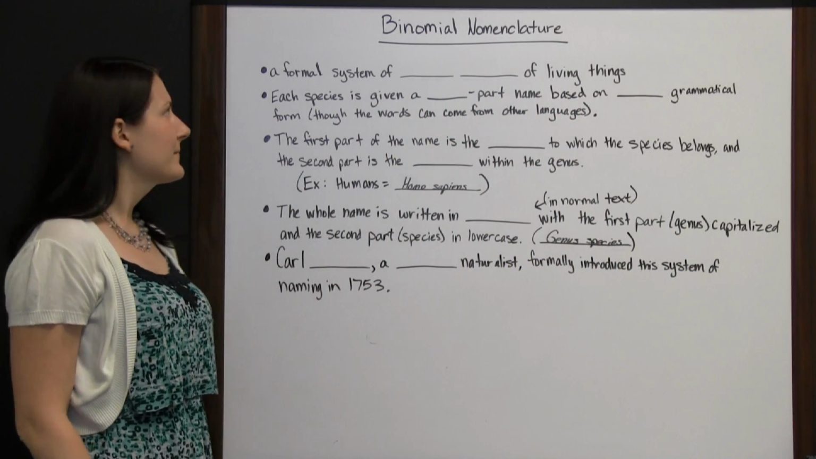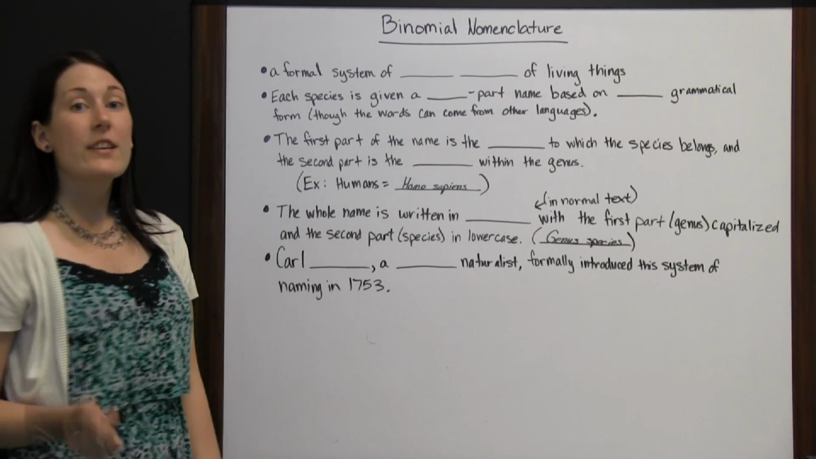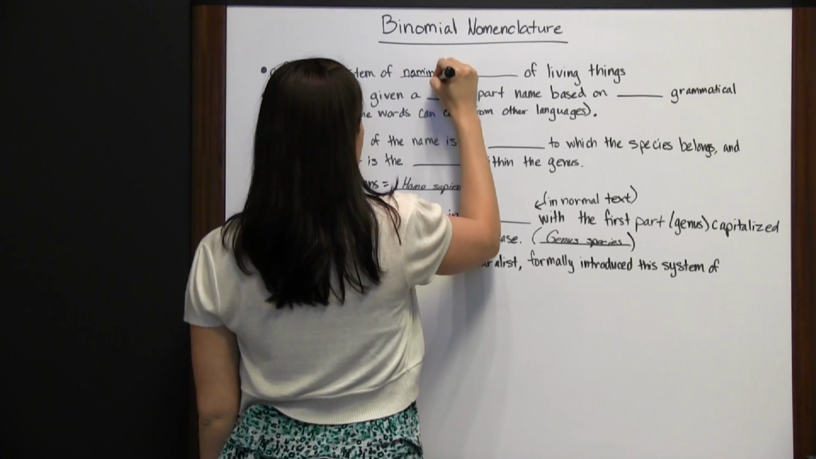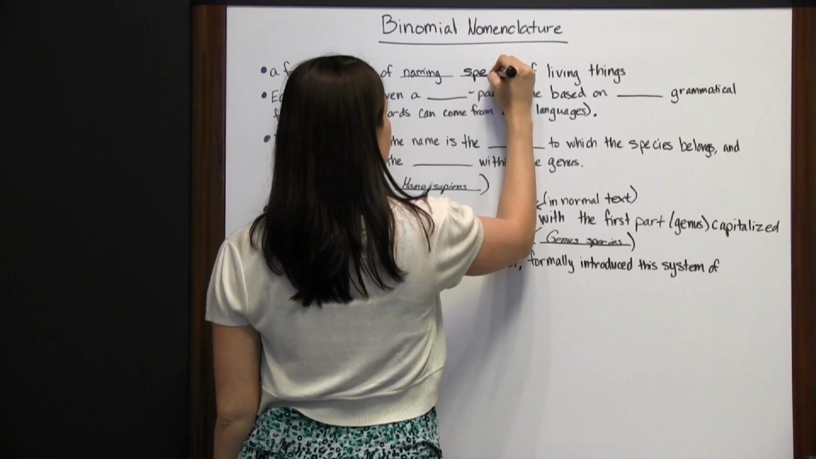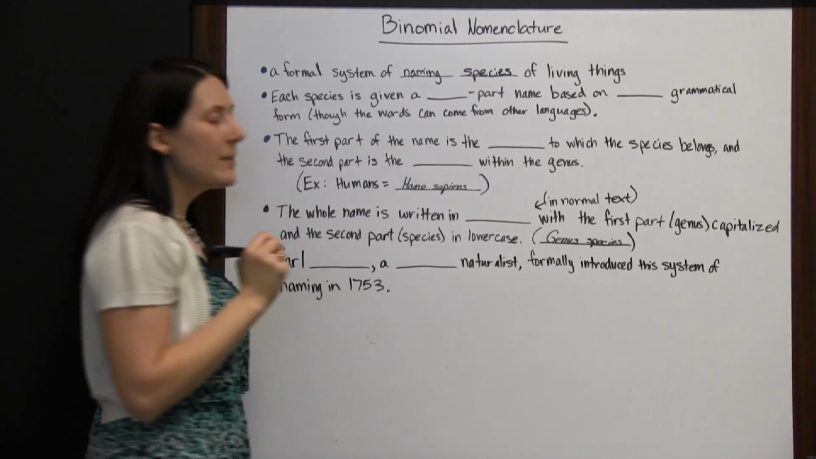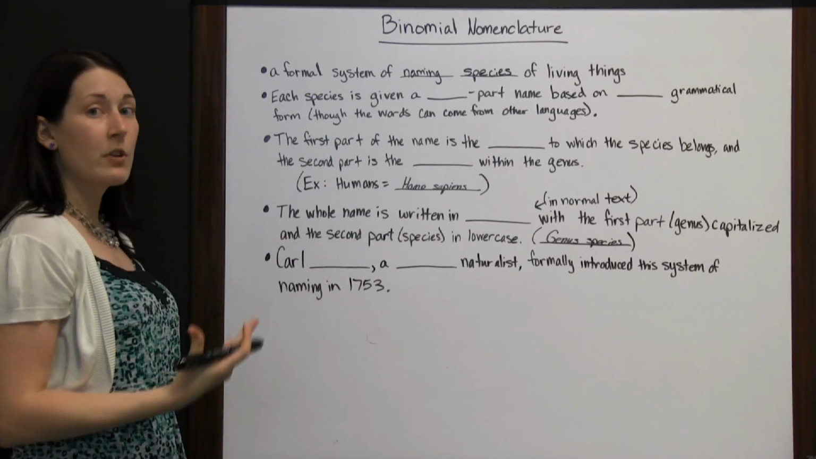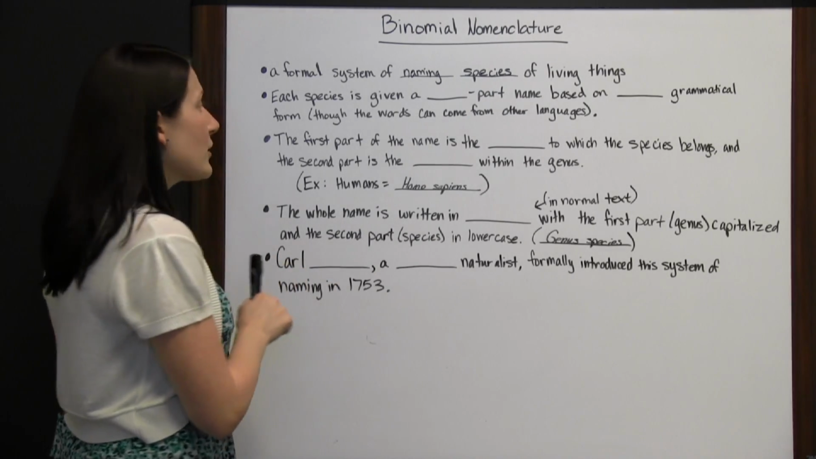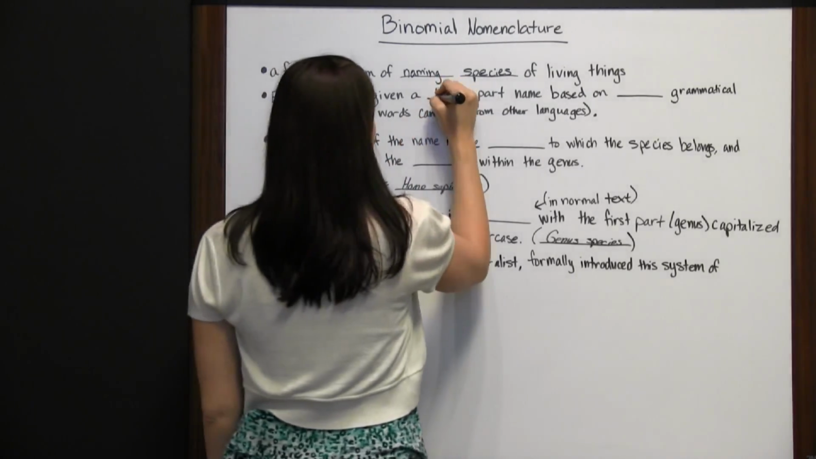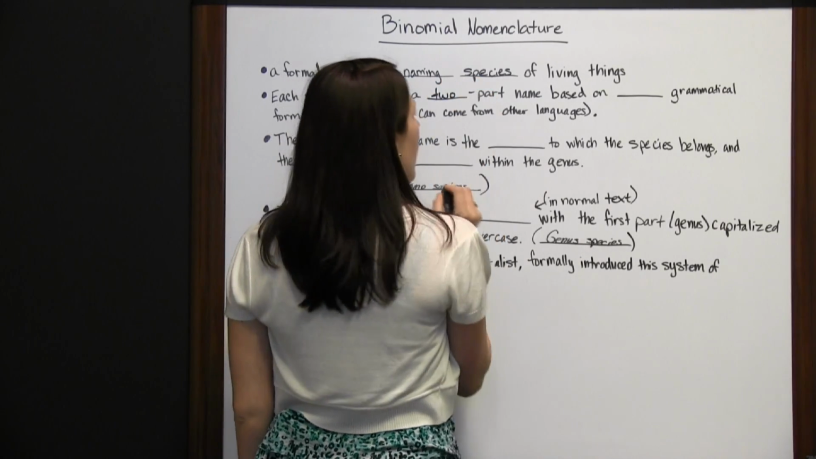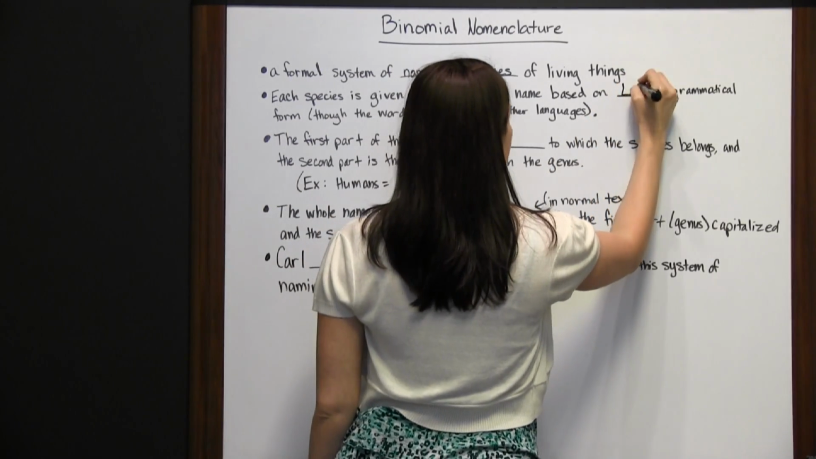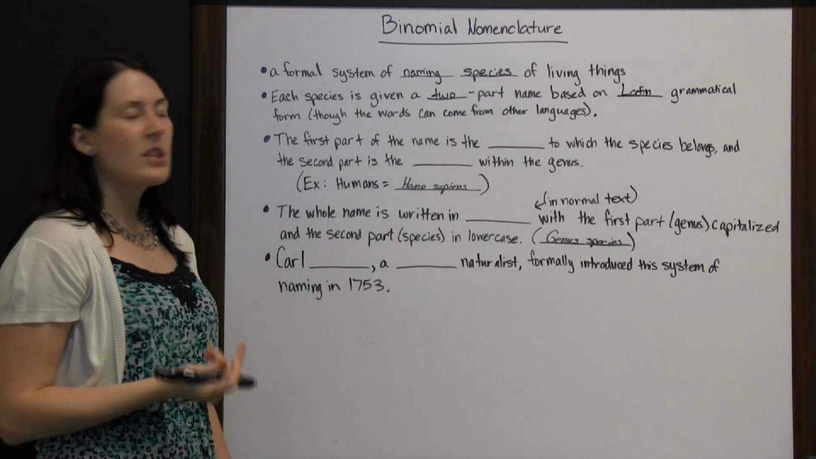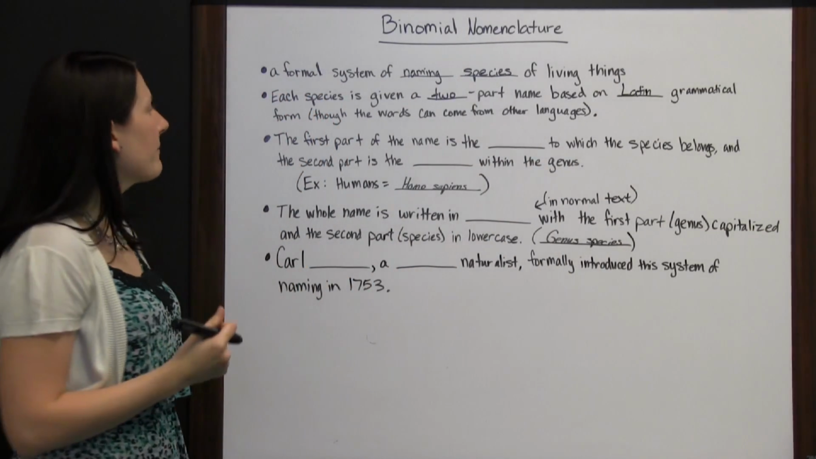Binomial nomenclature. Binomial nomenclature is a formal system of naming species of living things. So it helps keep all the different species of living things organized. It's a formal system that is used throughout the world. Each species is given a two-part name based on Latin grammatical form. Though the words can come from other languages, lots of them have Greek roots as well.